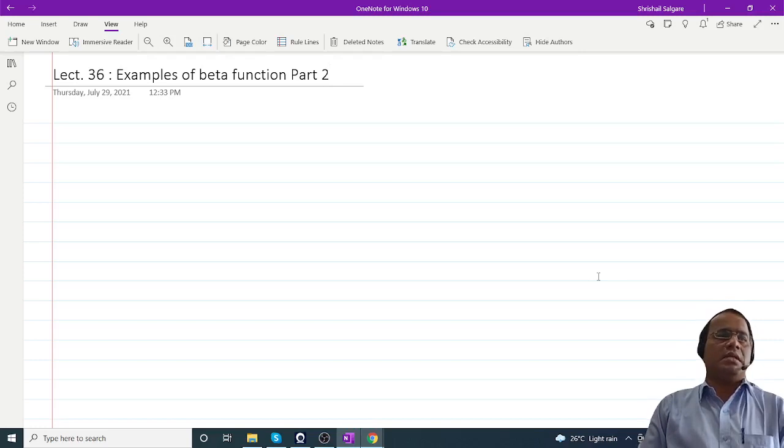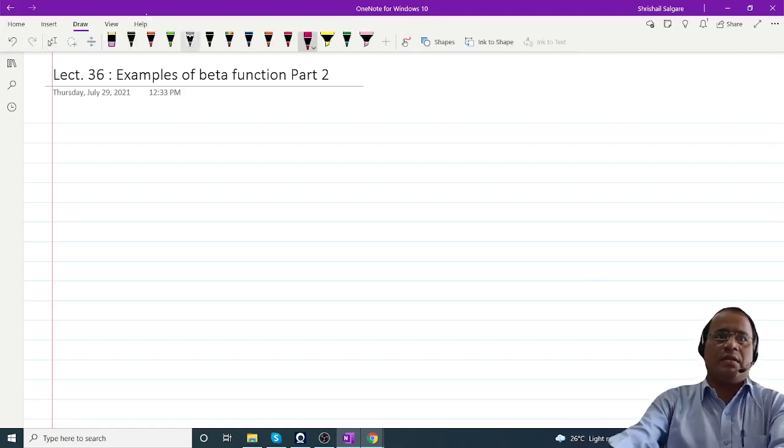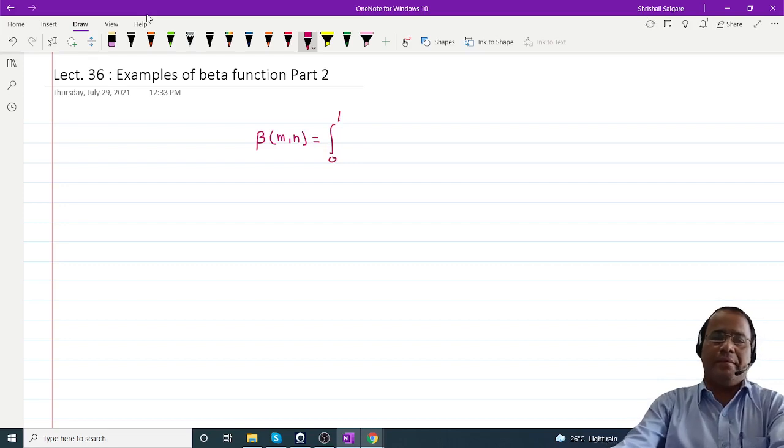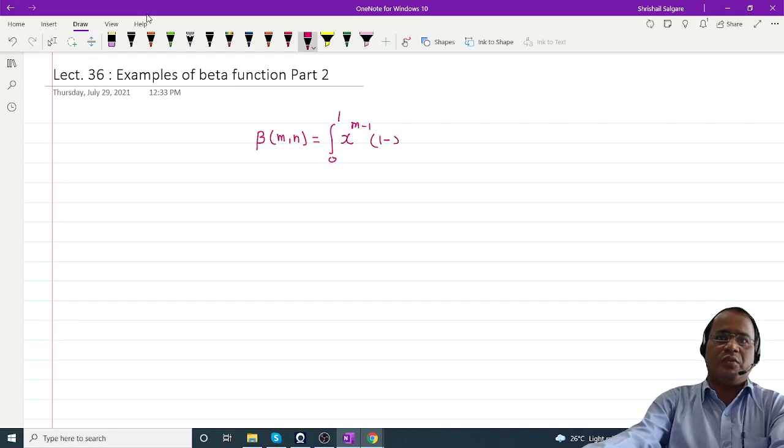Now, yesterday we have seen how to evaluate an integral, especially an improper integral of the second kind, where the limits are given as finite and the integrand may vanish in between. That can be reduced to the beta form. So what is the definition? Beta of m, n can be written as, this is just a revision, integral 0 to 1 x raised to m minus 1 into 1 minus x raised to n minus 1 dx.